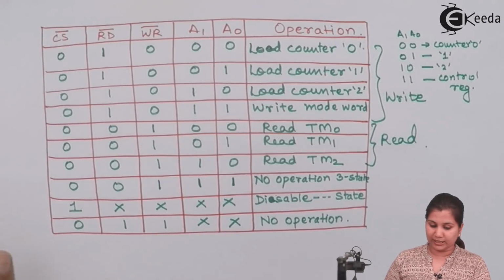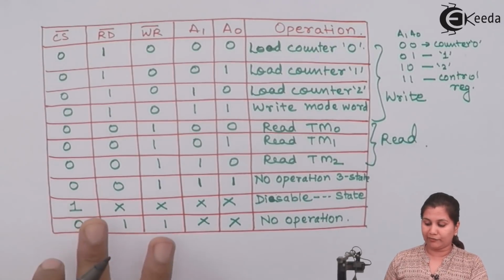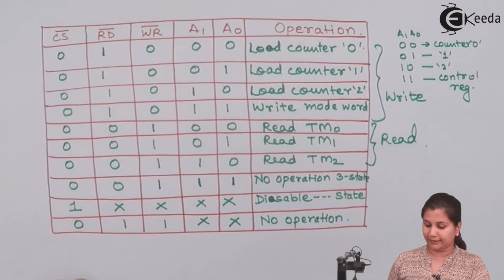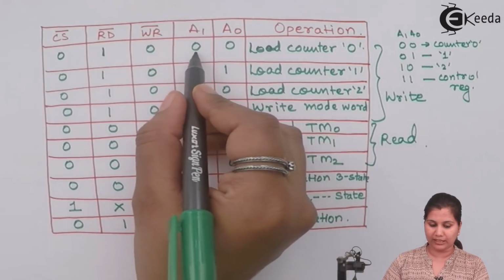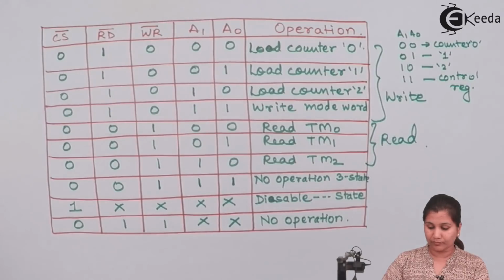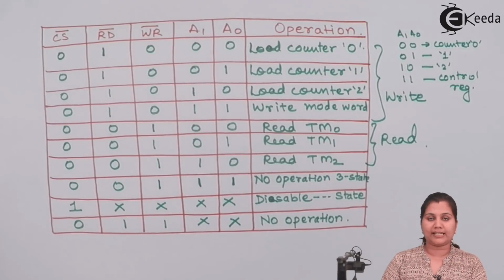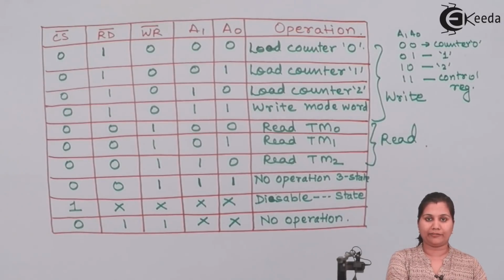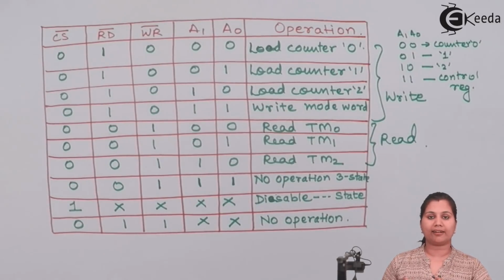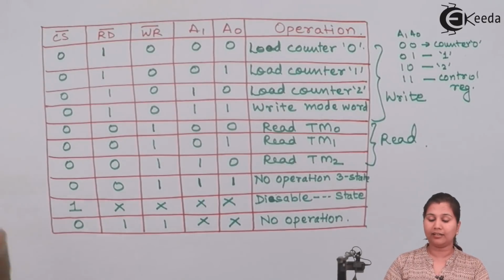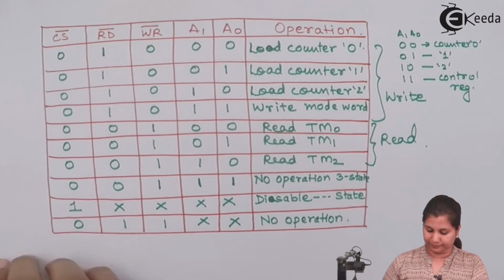Okay, so this is the table which shows which internal register is selected according to the value of A1 and A0. Now these A1 and A0 are basically the address lines of the microprocessor. So the 8 address lines are deciding the address of the 8253 IC. Out of the 8 address lines, 2 are deciding which internal register is connected, and the rest of the lines are deciding the chip select signals.